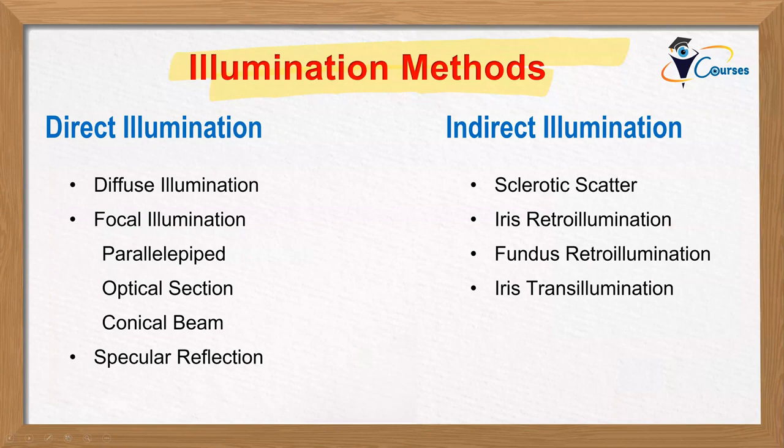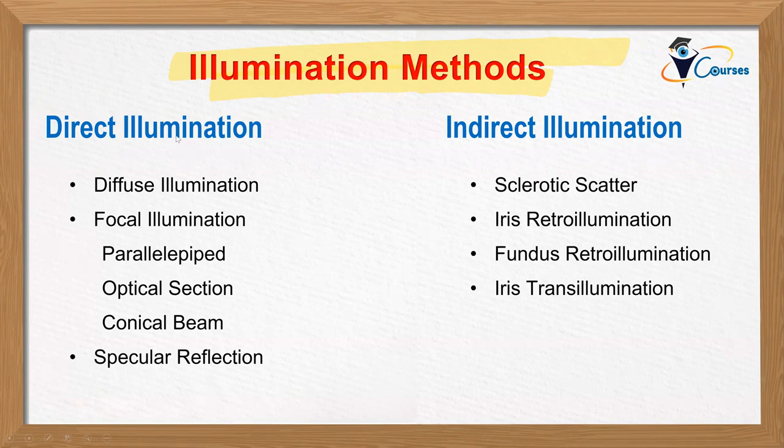Okay, let's now come to the most important part of our lecture, which is the illumination methods. The illumination methods can be differentiated into two broad categories: first of all, direct illumination and indirect illumination. So what is meant by direct and indirect? When you are illuminating a structure and you are viewing the same structure, this is what is meant by direct illumination. On the other hand, if you are illuminating a structure and viewing another structure, then this is called indirect illumination.